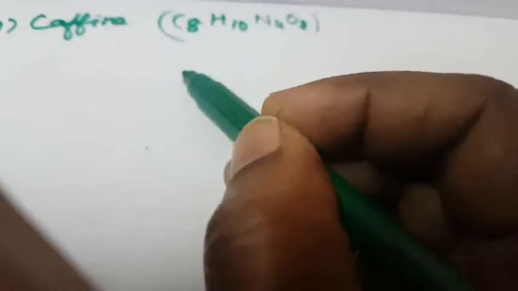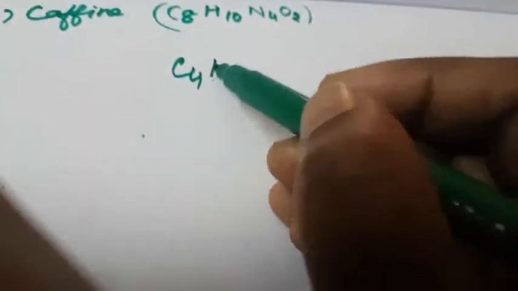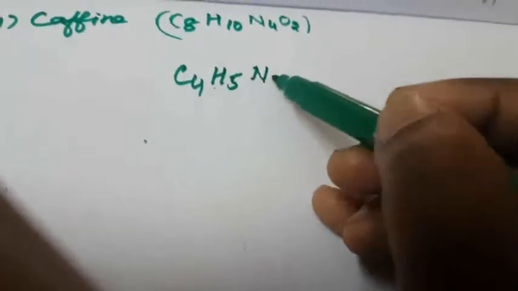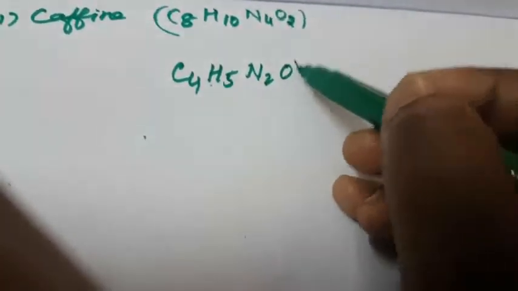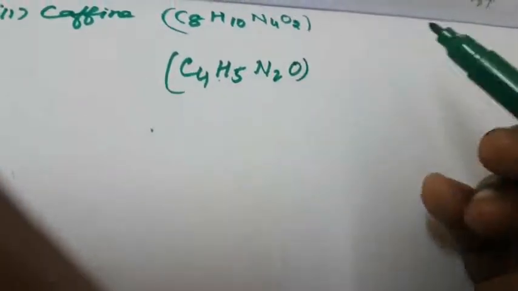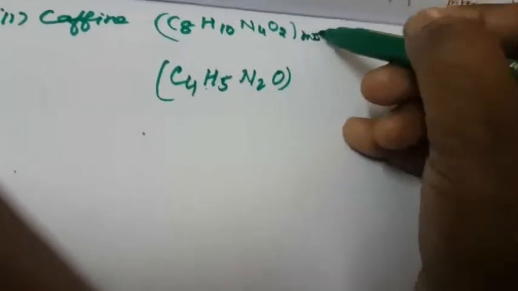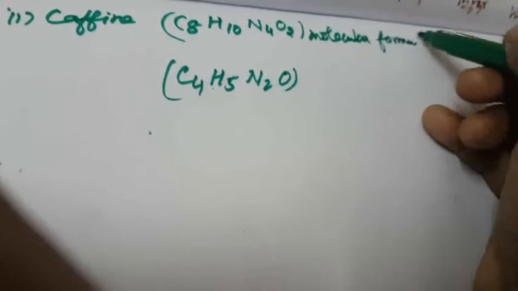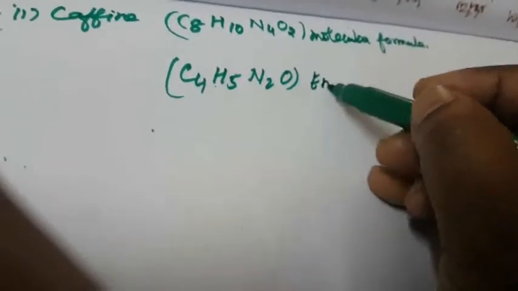So which number is commonly divided? Only 2. So how to calculate now? It is commonly divided by 2. So what is the answer? C4H5N2O1. Okay, so this is the answer. This is the molecular formula, and this is the empirical formula.